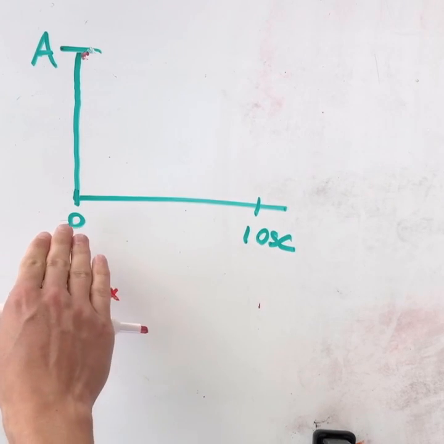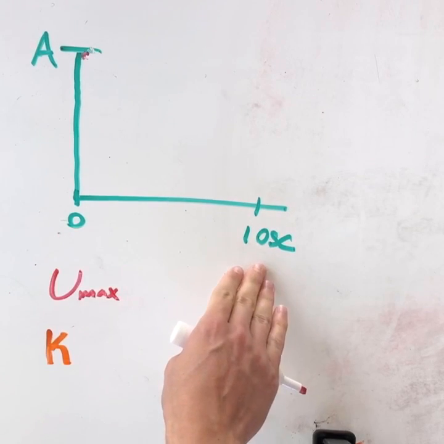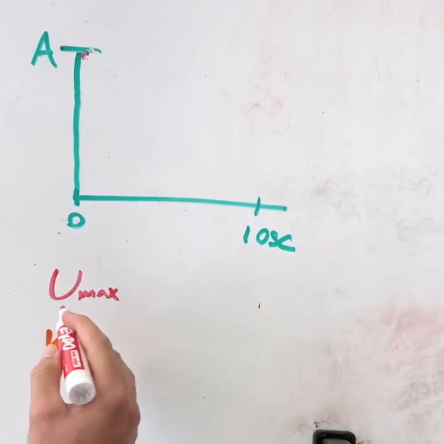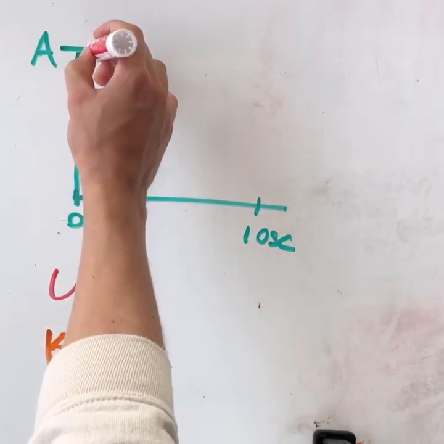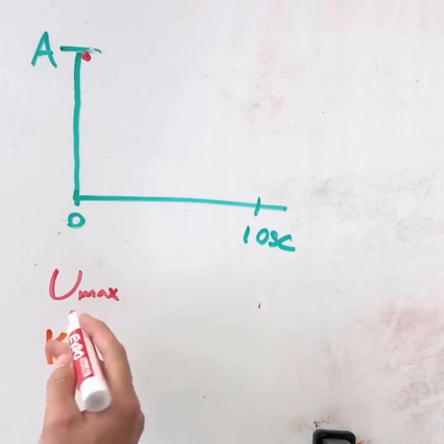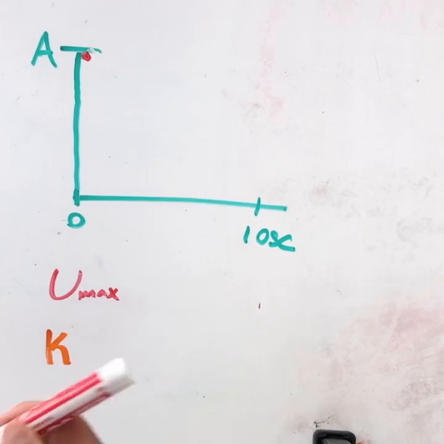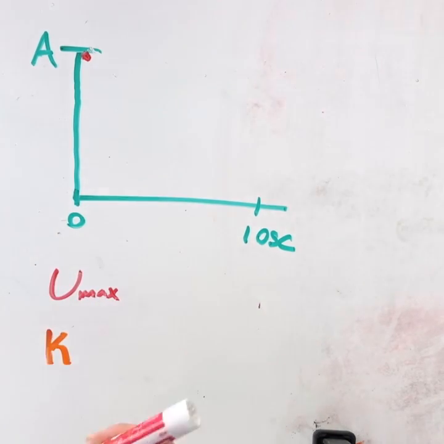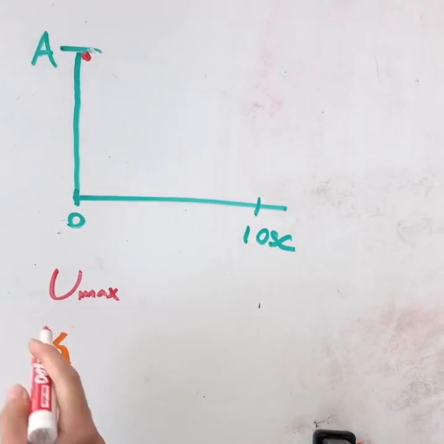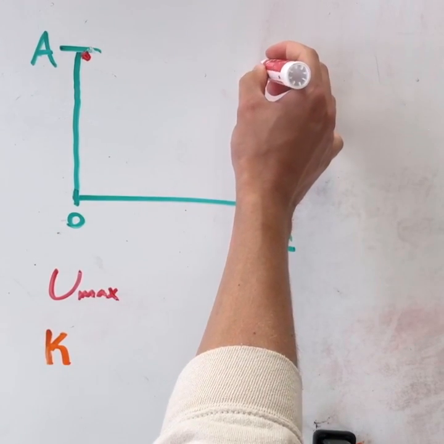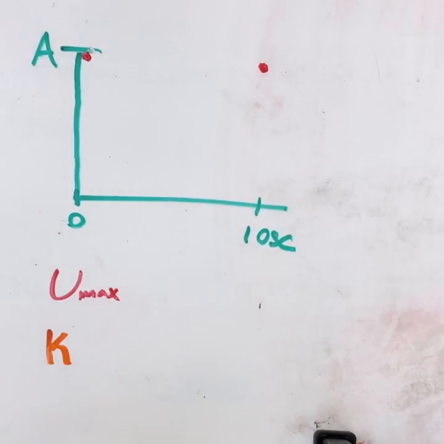So you see here we have a graph. It goes from 0 to 1 oscillation, and then it has the amplitude on the y-axis. So U max, potential energy, highest potential energy, is going to be right about there. Now, in simple harmonic motion, when we swing all the way to the other side, it is also going to have a U max of potential energy. So it's going to swing back or oscillate back to the same height, same amplitude, and be back at U max.